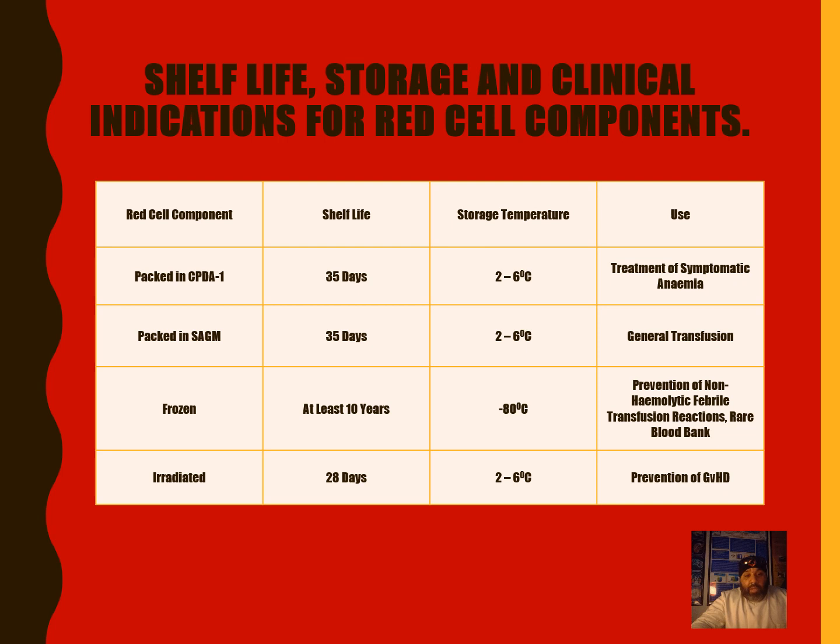Here, for example, there's something that's referred to as packed red cells in a SAGM bag. So saline, adenine, glucose, and mannitol. Generally, the shelf life in a packed SAGM bag is around 35 days, and the storage temperature should be between 2 to 6 degrees, and generally the use around these packed cells in a SAGM bag is for general transfusion.